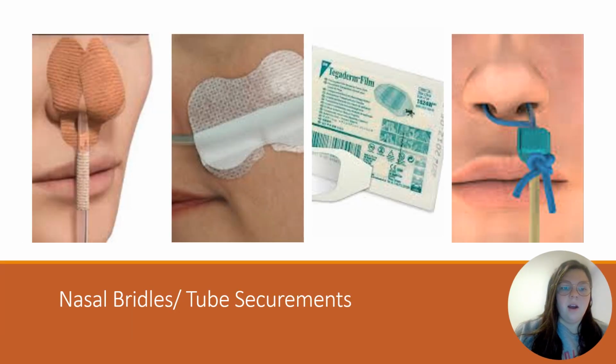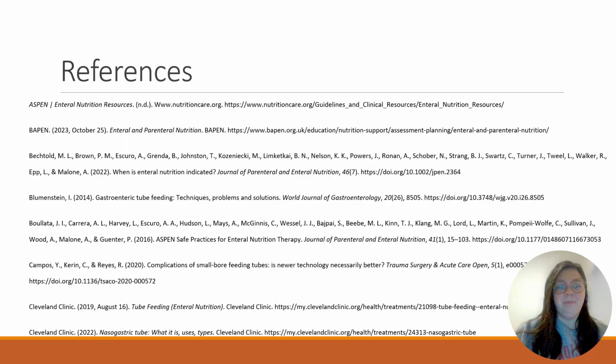Here are examples of tube securements. On the far right is the nasal bridle, which is used at this facility. Again, the nasal bridle is on the far right, and it is the blue securement. Other securements can be different types of tape and attachments, such as standard medical tape or the Tegaderm.